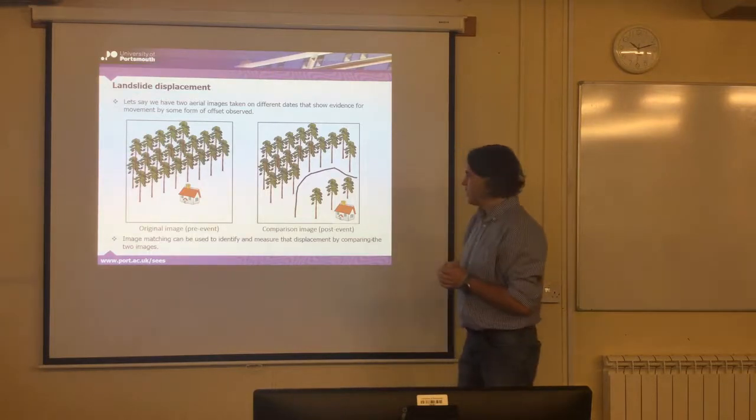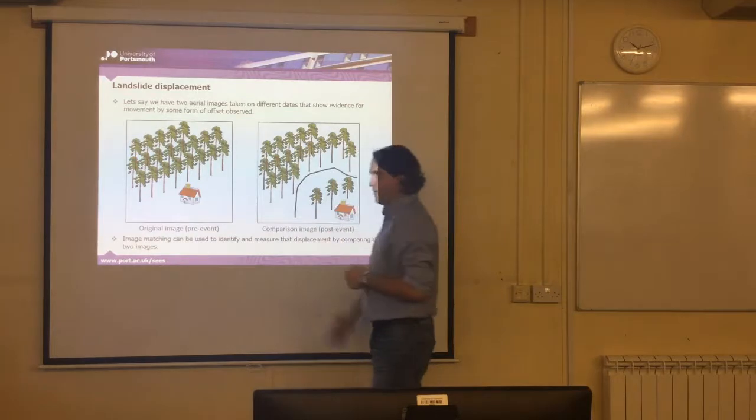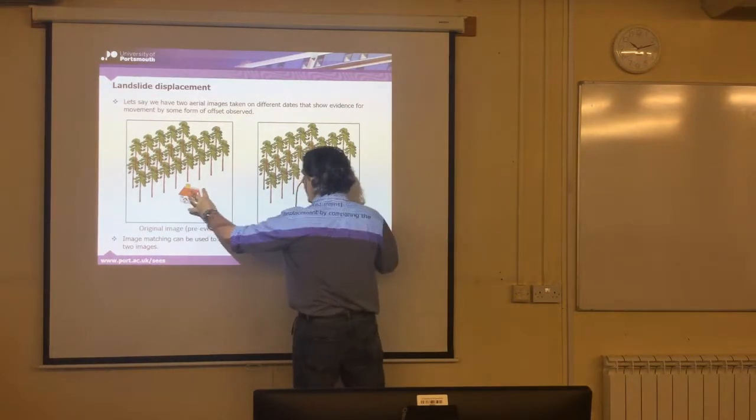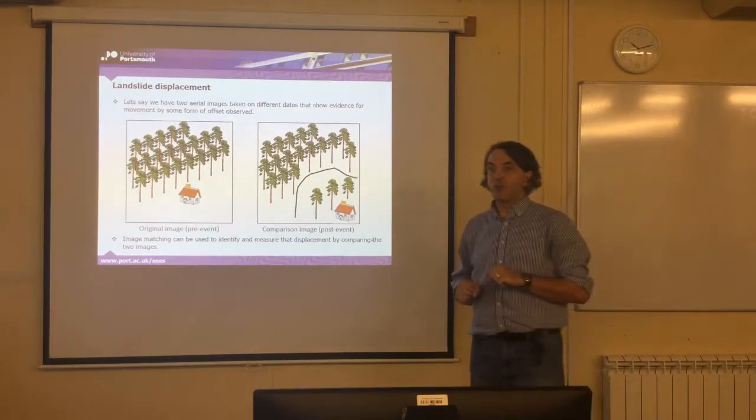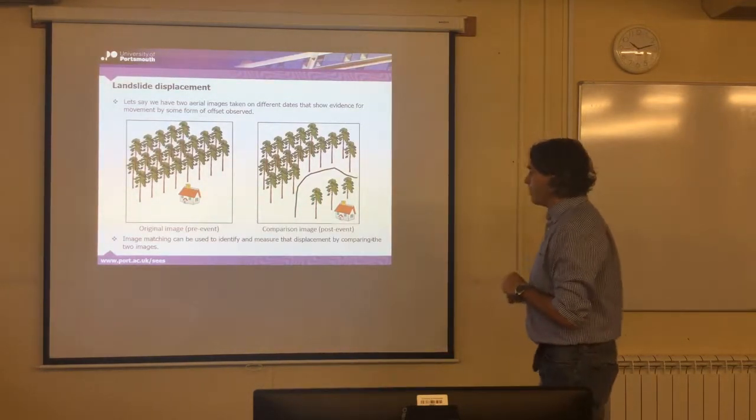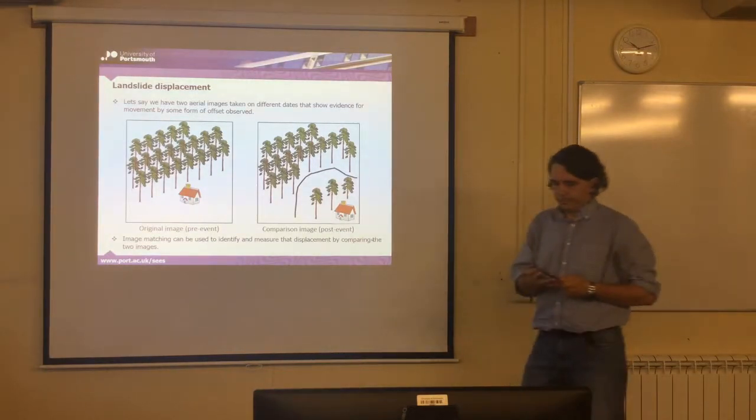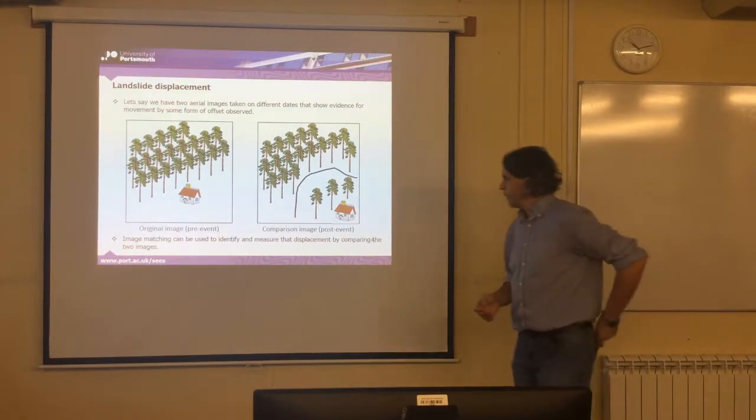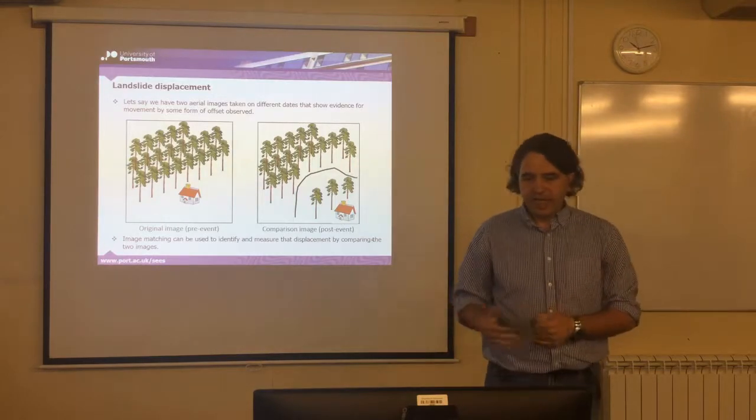Okay. So what we can do is take these images and match them together, and then what it does is it tries to find the same feature in both images and tries to work out how much that feature has moved. Okay? How much is the offset? So by comparing the photographs, you can then work out which way it's moved and by how much.